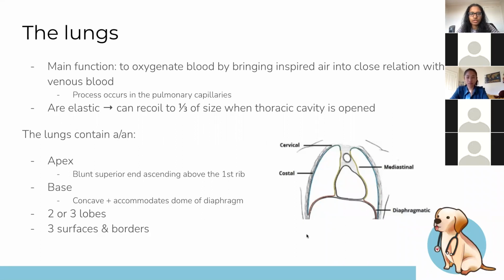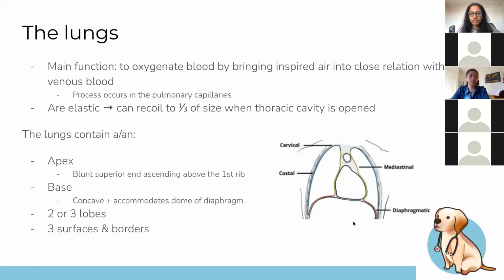Okay, so we've also got the mediastinal surface. That's just related to the mediastinum, which is in the middle. So it's that yellow thing over there. And you've also got the costal surface, which is the large and smooth surface that's facing the ribs. And then you also have the diaphragmatic surface, once again, that's facing the diaphragm.